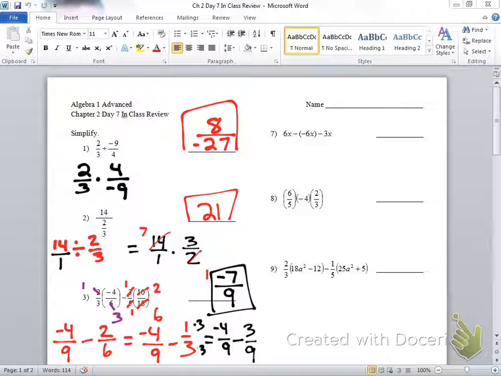All right, I'm going to go a little out of order just because of what's on the board. Makes it a little easier. So now I'm up at number 7. So this is 6x minus negative 6x minus 3x. Well, I'm going to change this to one big plus sign. Everyone agree? Yes. All right, and then they're all x's, right? They're all like terms. So we can go from left to right. What is 6x plus 6x? 12x minus 3x? 9x. Good.